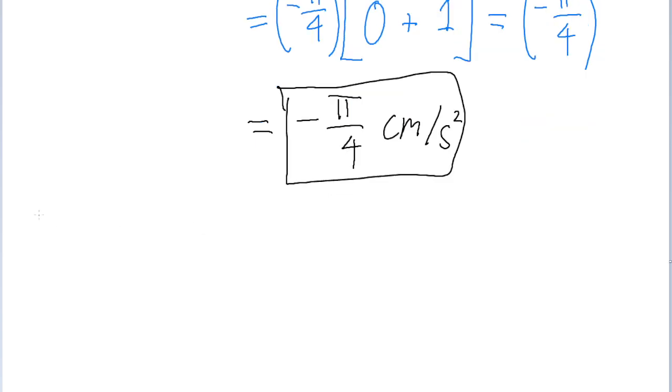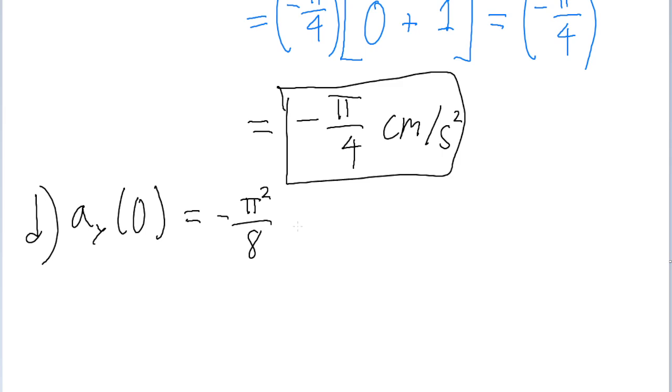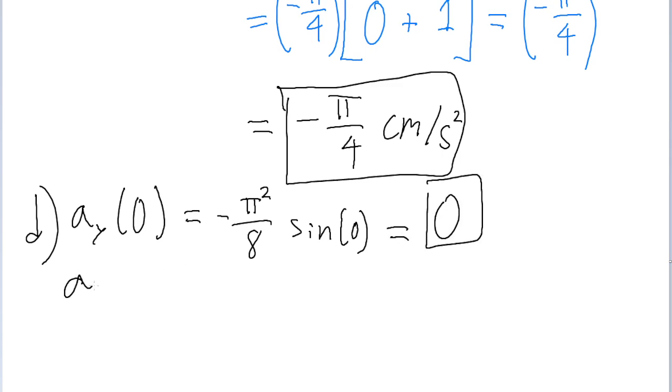Finally, part D of the problem is another fairly simple part, just like part B, where we're just plugging in different values to find the instantaneous acceleration at different times. For 0 seconds, this is just negative pi squared over 8, multiplied by the sine of 0. The sine of 0 is 0, so this just gives us 0 centimeters per second squared.